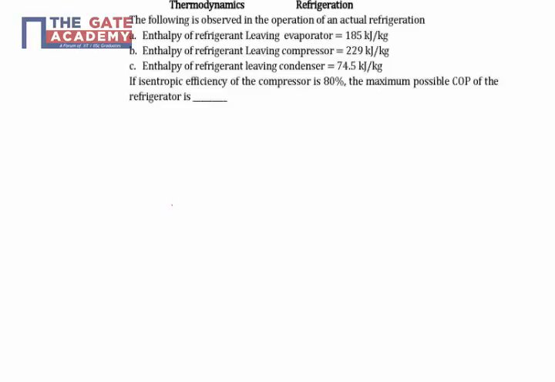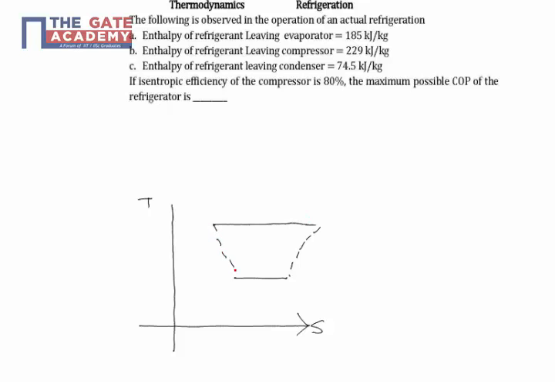Let's represent this given problem on a TS diagram. I'm just going to label them as 1, this is 2 dash, this is 3, and this is 4. These dotted lines, or dashed lines, tell you that the processes are irreversible.